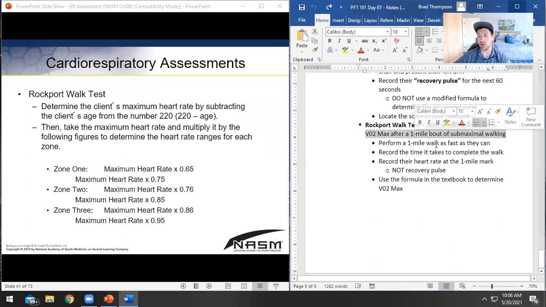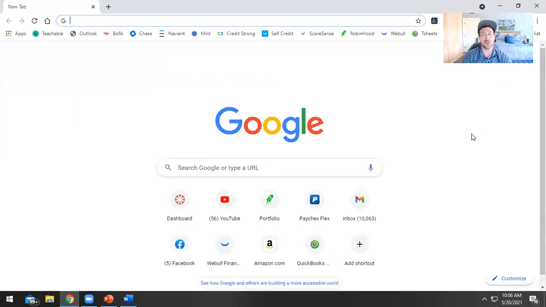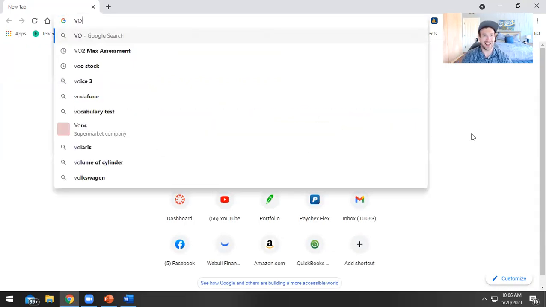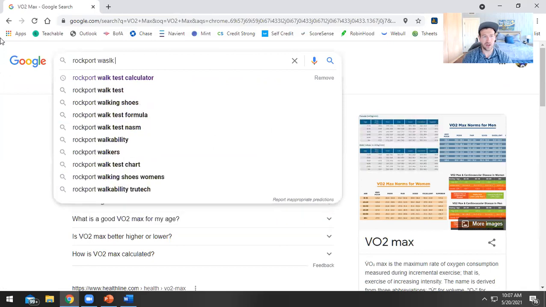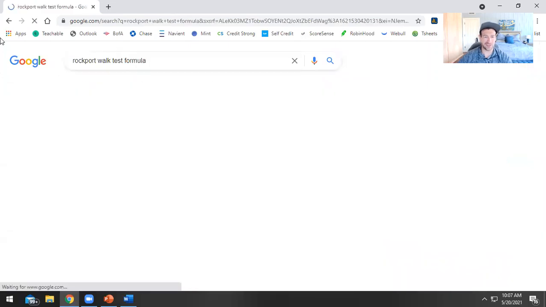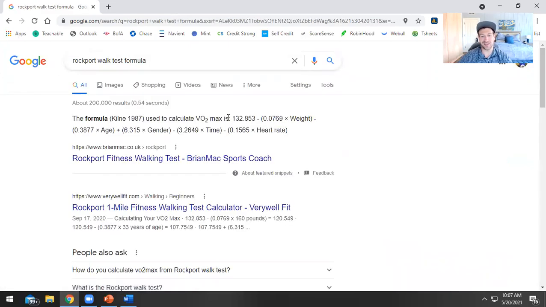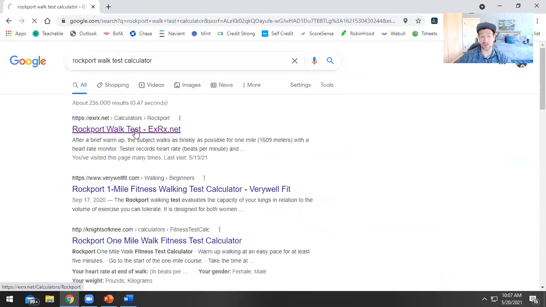So this is used to actually estimate your VO2 max. Like she said, there's a formula online. By the way, the formula is stupid complicated. Rockport walk test formula. Look at this formula. This is insane. It is literally 132.853 minus 0.0769 times their weight in kilograms times 0.3877 times their age. It's a lot. So instead, we use a Rockport walk test calculator, and then we just punch in our statistics, right?